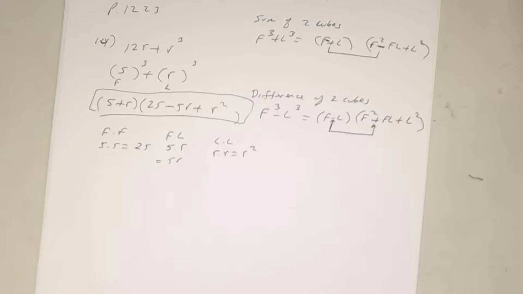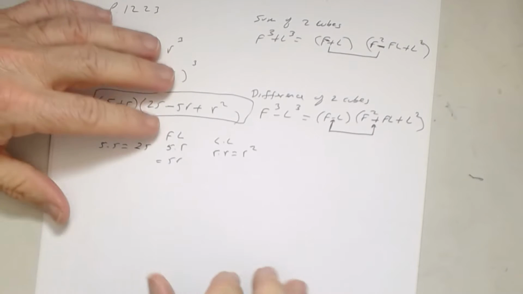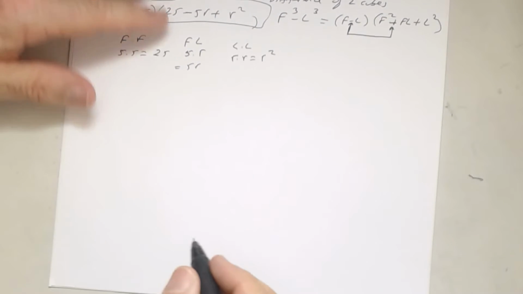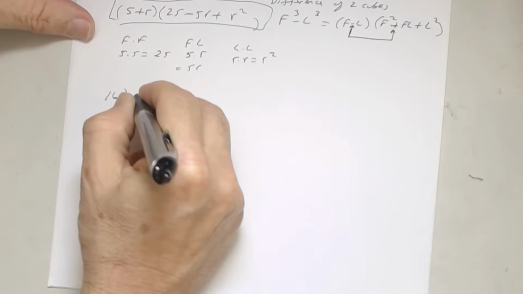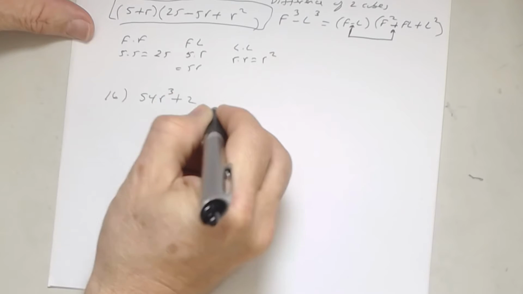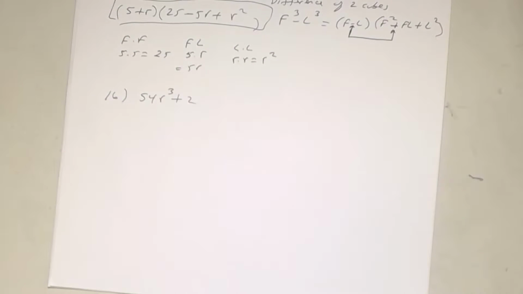Let's look at, okay, so let's look at this one. Okay, so this is number 16. You have 54 R cubed plus 2. 54 R cubed plus 2.